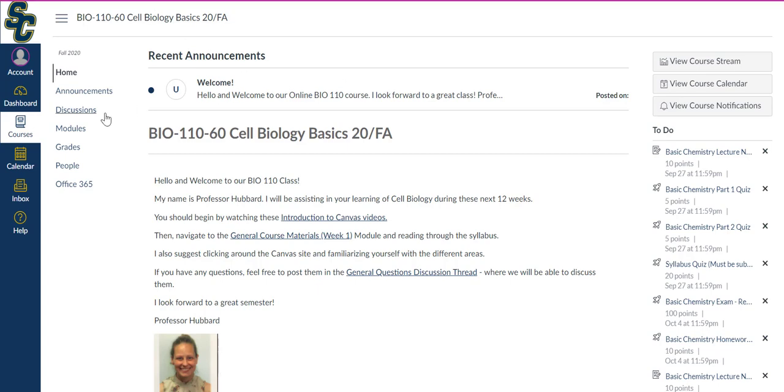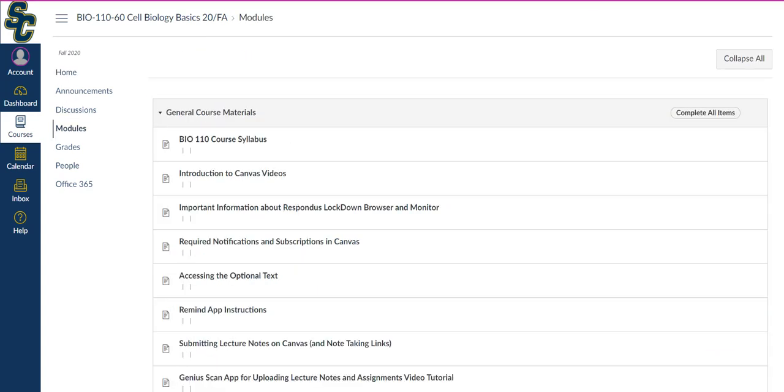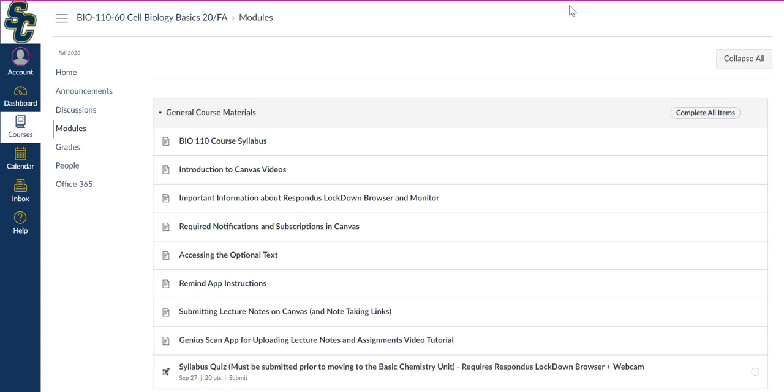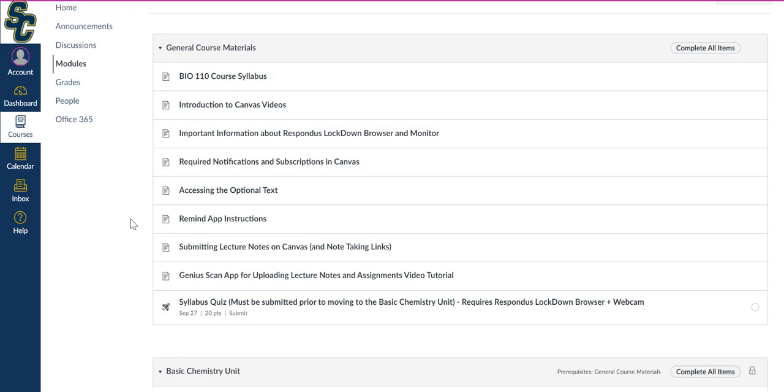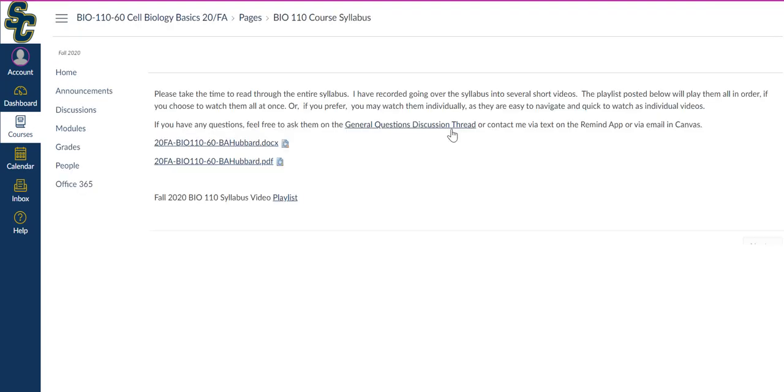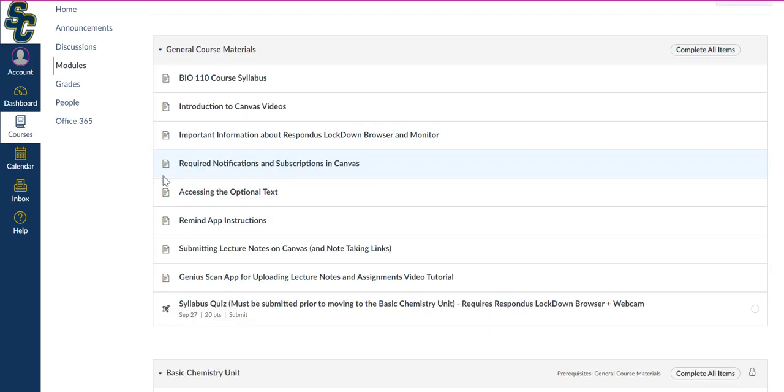I've already gone over a lot of this, so I'm going to go specifically to our modules here so that we can see what is specific to our Bio 110 class that I have yet to go over. You can see that this all looks very similar to what we've already gone over, meaning there's the course syllabus, and you can see in here your syllabus for the Bio 110 class, and you can look at the previews, the .doc and the .pdf. Here's your link to your playlist for those videos, the general discussion thread, and then Introduction to Canvas videos, which is where you're watching this. A lot of these things I have already gone over.